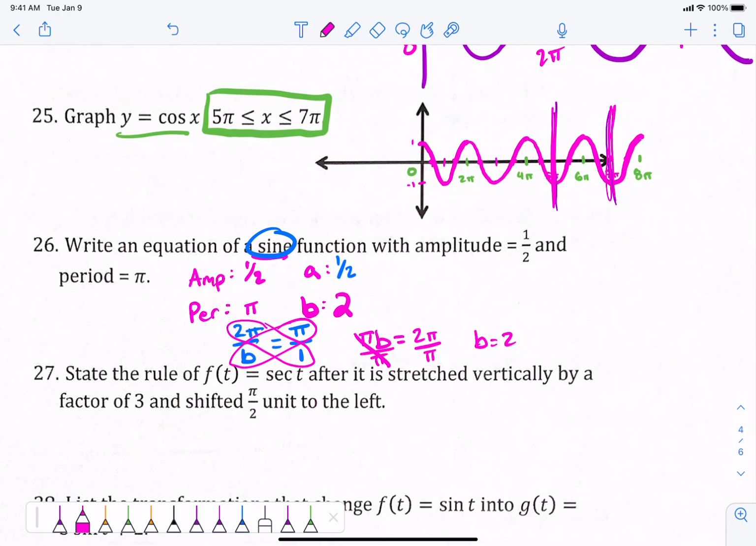And then all we have to do is write the equation. So we have y equals, and we know that A is 1/2 and B is 2. So what's it look like? 1/2 sine of 2t, or 2x, however you want to write that.